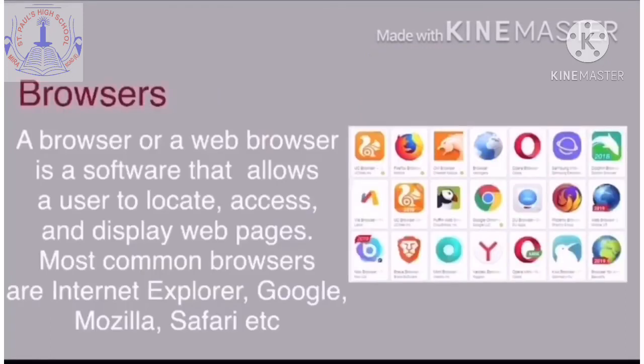Next are browsers. A browser or a web browser is software that allows a user to locate, access and display web pages. Most common web browsers are Internet Explorer, Google, Mozilla, Safari, etc. The pictures shown are different kinds of browsers which help us in searching and also communicating. If you are given a particular topic, you go to Google and search. So these browsers help in searching also.